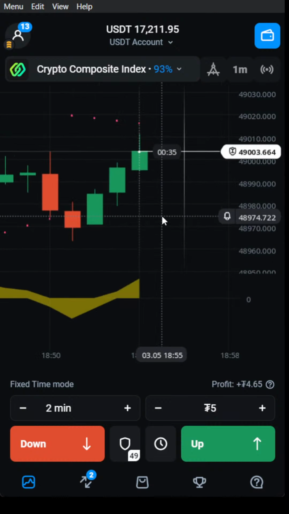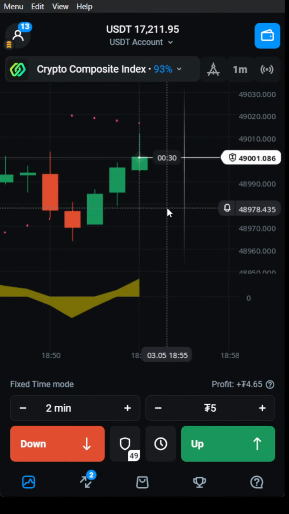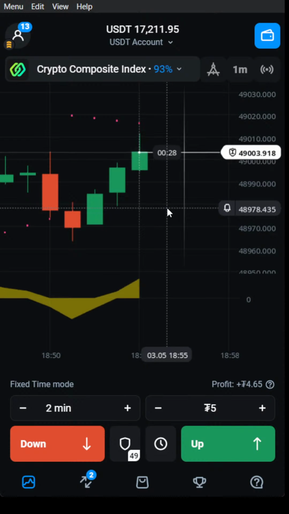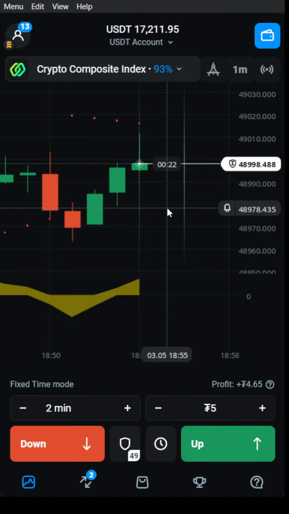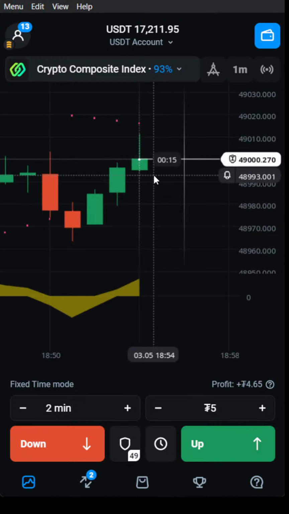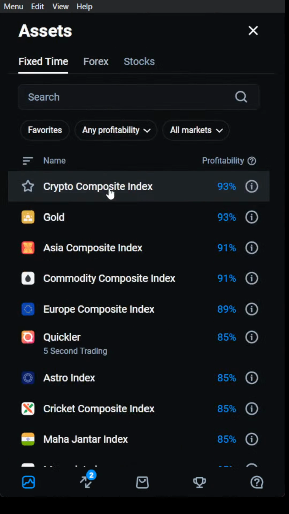Here we might have an uptrend. We might have an up trade coming here. Let's see. We are waiting for the parabolic to shift. Once the parabolic shifts, we will make a trade. In the meantime, let's check other assets.